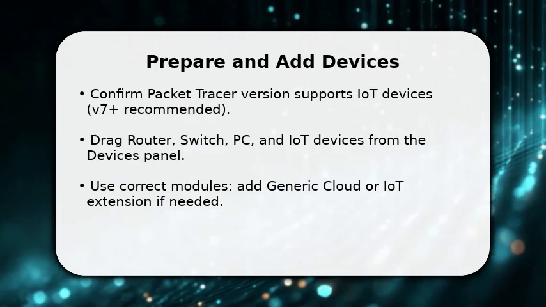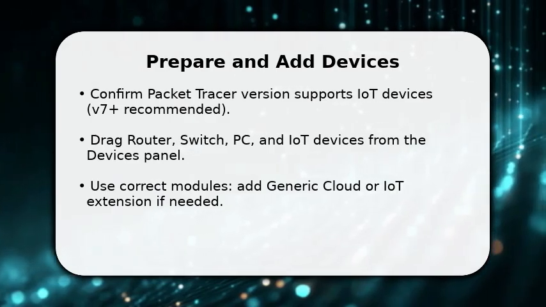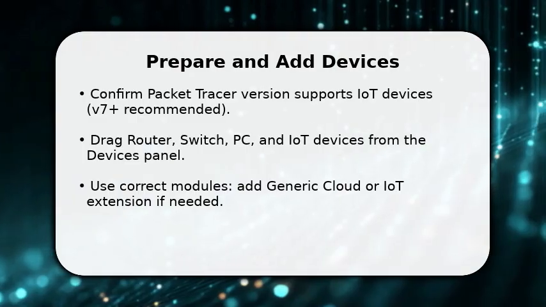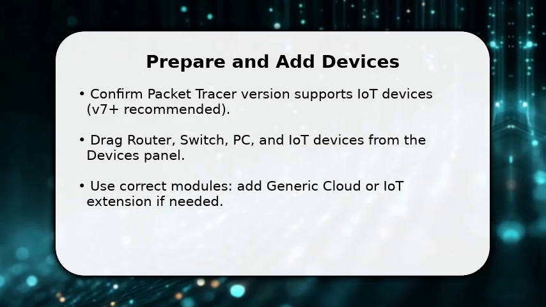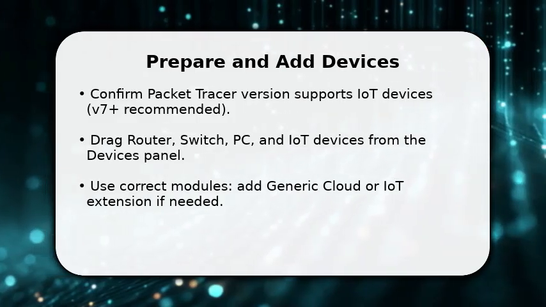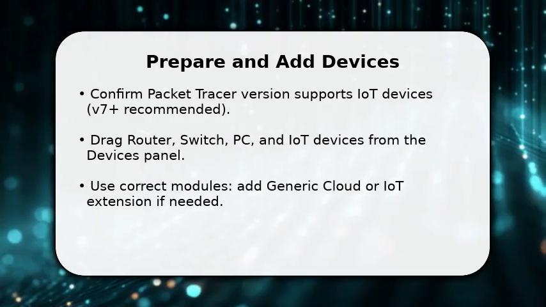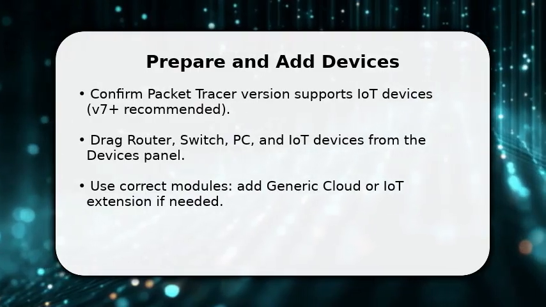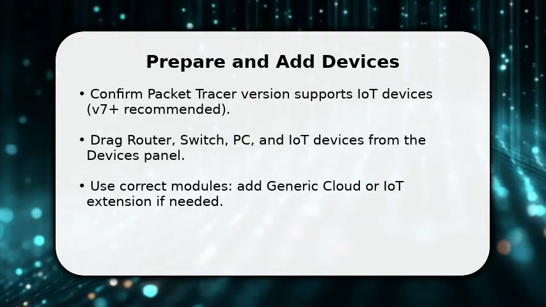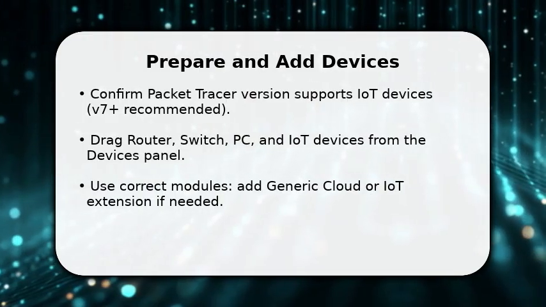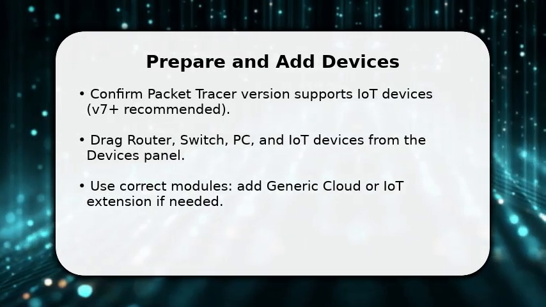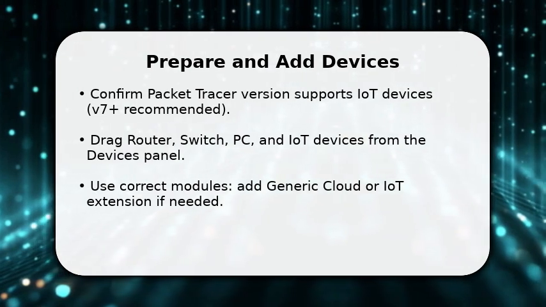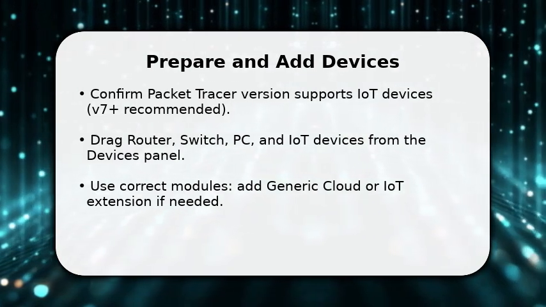Enjoy the video. You start by validating Packet Tracer supports EOT. Use v7 or later to avoid missing features. Next, add a router, switch, one PC, and the EOT devices you plan to use, such as a smart bulb and a sensor. Once done, install required device modules or extensions in the device inventory so interfaces appear. Make sure device LEDs and ports are visible. This lets you wire connections properly. Finally, label devices now to keep topology clear and speed later configuration.